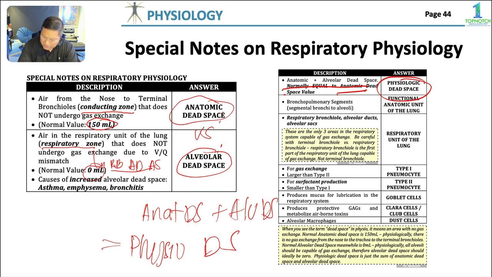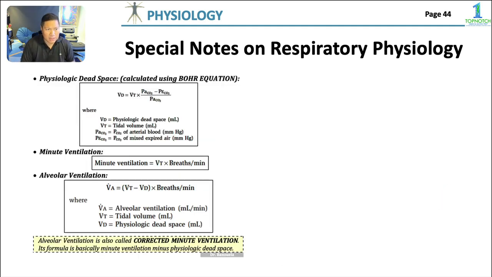Bronchopulmonary segment, we have discussed this previously, functional anatomic unit of the lung. Respiratory unit of the lung, the one capable of gas exchange. Okay, so that's your respiratory bronchiole, alveolar ducts, alveolar sacs. Everything else here we've already discussed previously. So let's proceed. Okay, now, how do you compute for physiologic dead space?